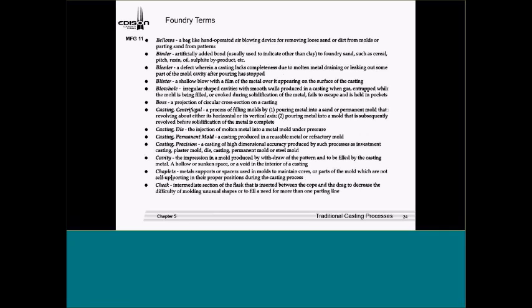We talked a little bit about a bleeder, and we'll see this sometimes when they pour the castings. It's a defect where the casting lacks completeness due to the molten metal draining or leaking out of some part of the mold cavity after pouring has stopped, and generally that will be leaking in the split line. And if we don't button that up or get it tight enough, I've actually seen that.